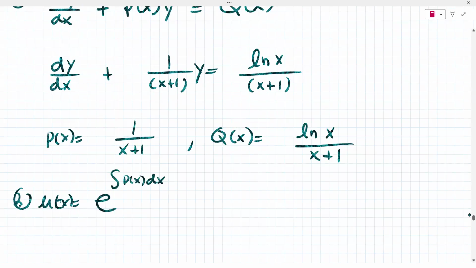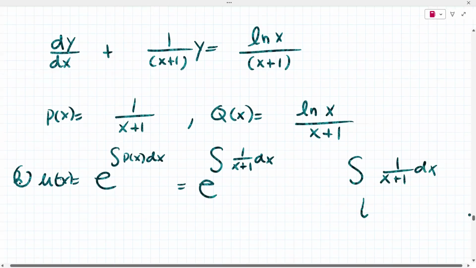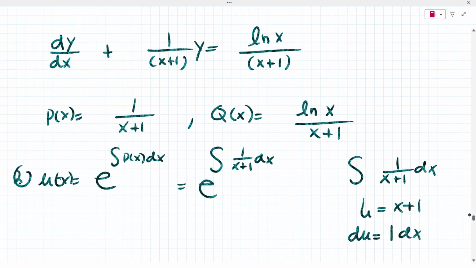So it's going to be e to the integration of p of x, which is 1 over x plus 1 dx. And 1 over x plus 1 is, how do we take the integration of that? It's simple, right? We would have to do u substitution. So my u is x plus 1. My du is 1 dx.